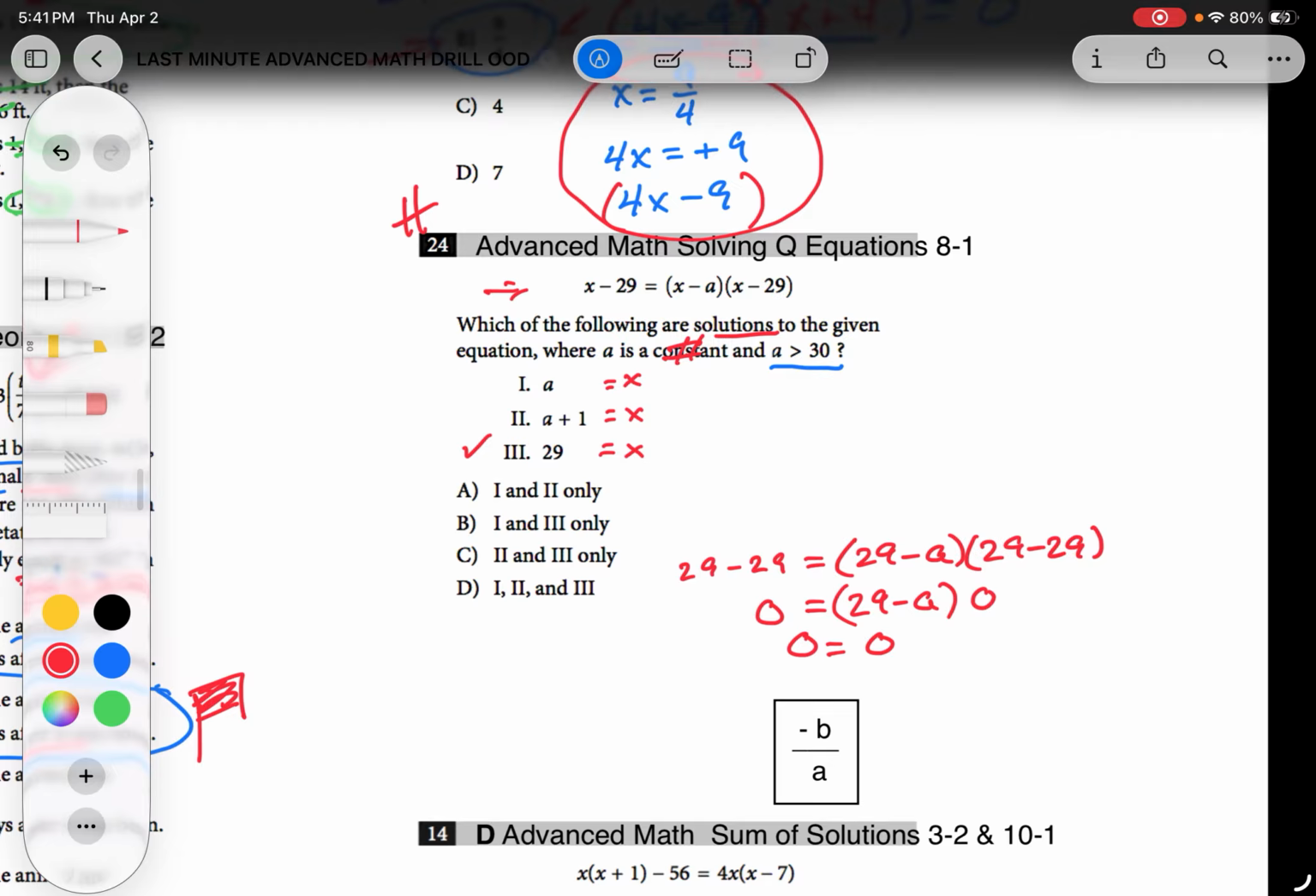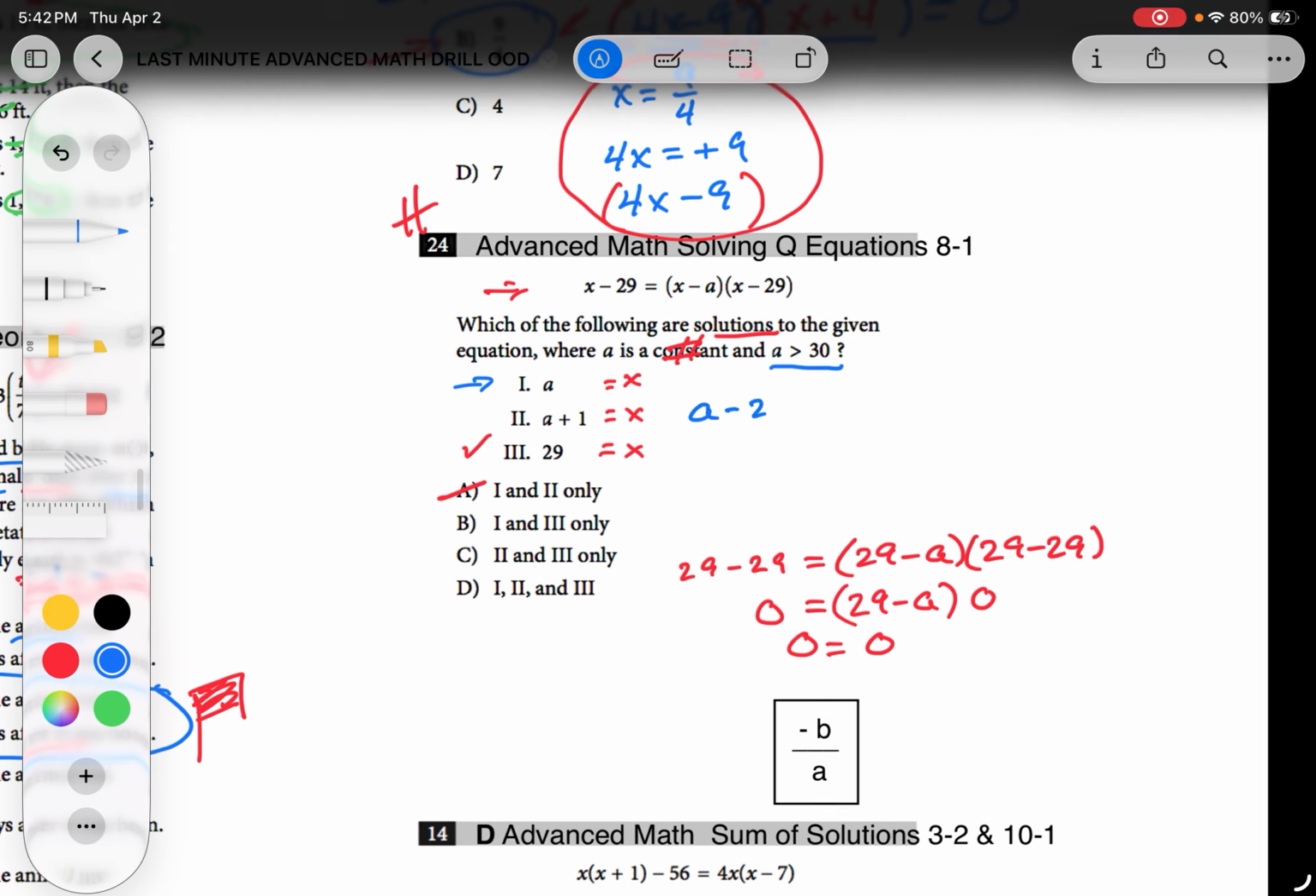Got it? If there are any answer choices that do not include Roman numeral 3, like answer choice A, it's got to go. See, it shows 1 and 2, but we proved that Roman numeral 3 does work. 29 does work. All right, let's try with Roman numeral 1. We're going to use a for our x value. All right, let's stick it in there.